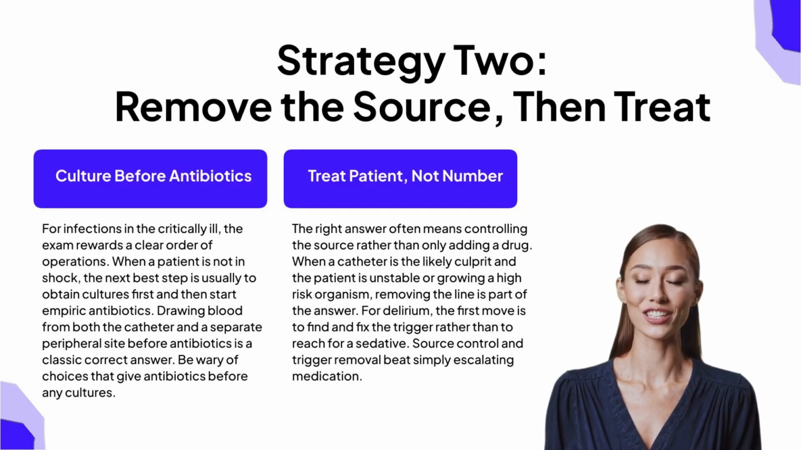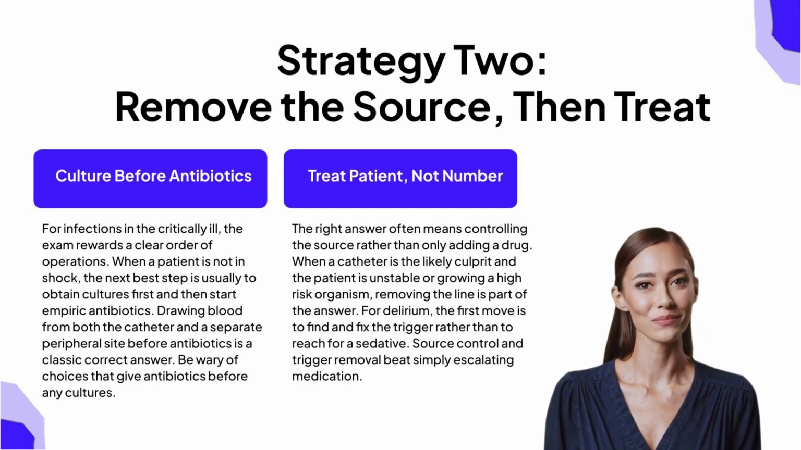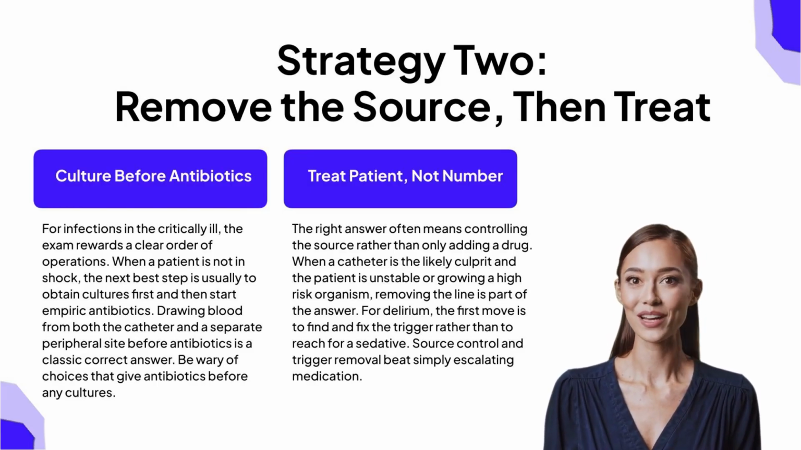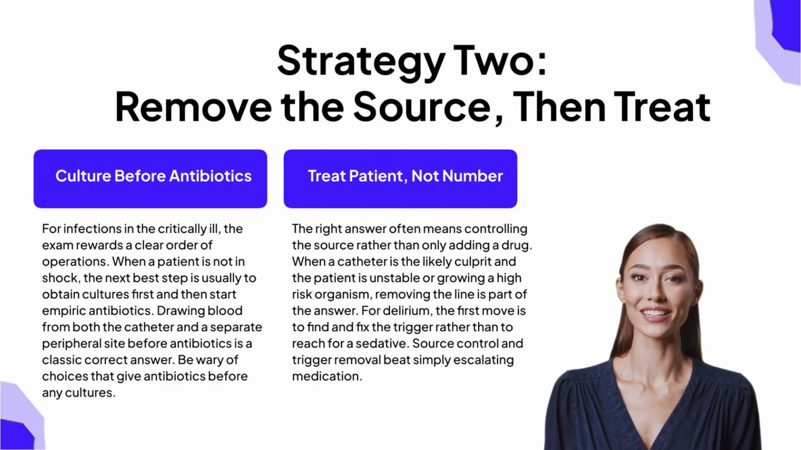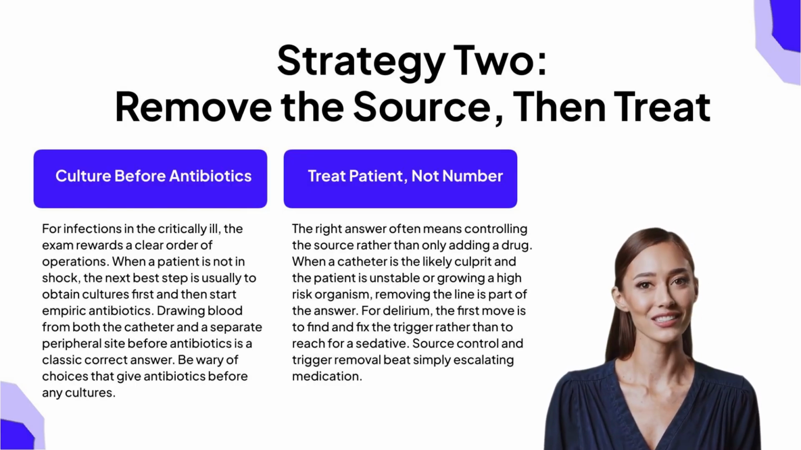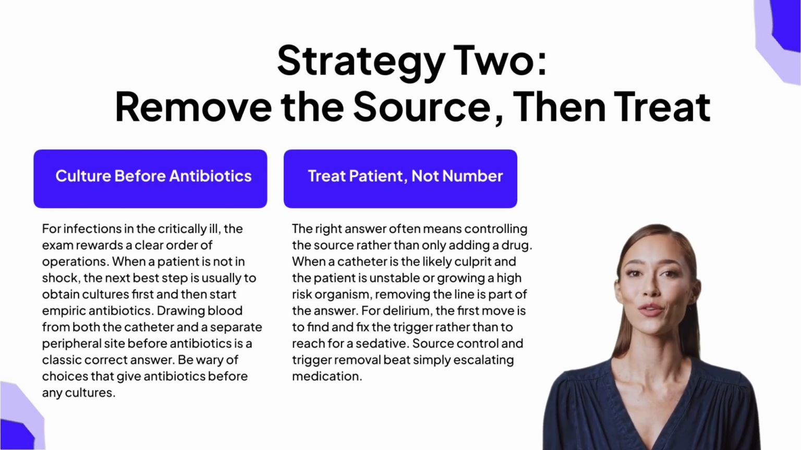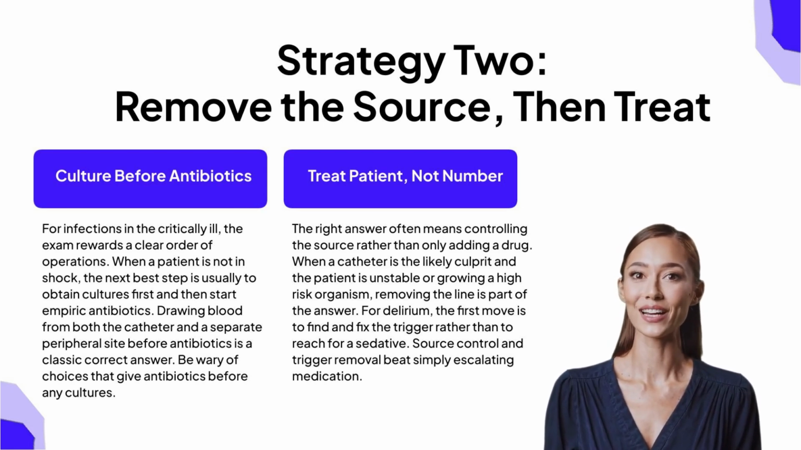Our second strategy is about the order of operations for infection and for confusion. When a critically ill patient who is not in shock develops a new infection, the exam rewards obtaining cultures first and then starting empiric antibiotics. Drawing blood from both the catheter and a separate peripheral vein before antibiotics is a classic correct answer. The second half of this strategy is source control. The best answer often means removing the infected line or fixing the trigger, not simply adding another drug.